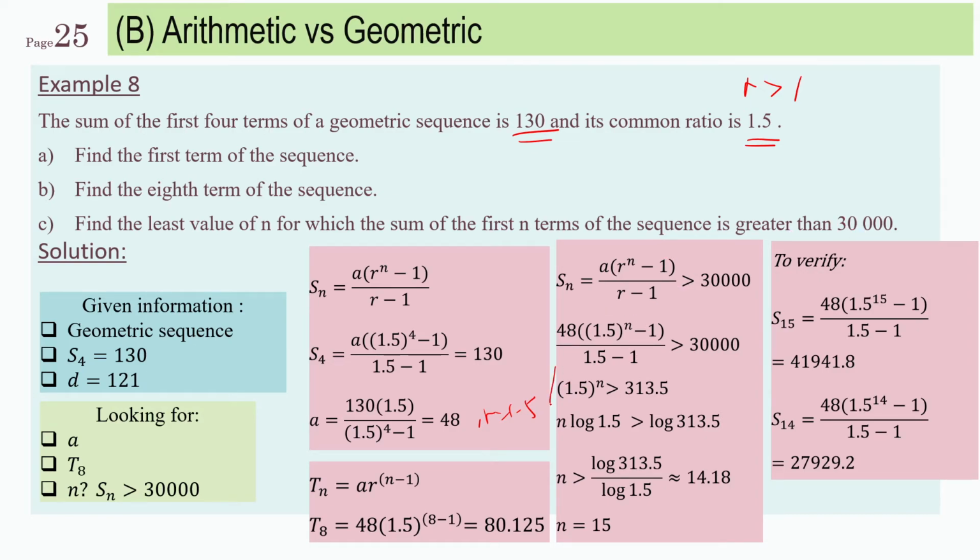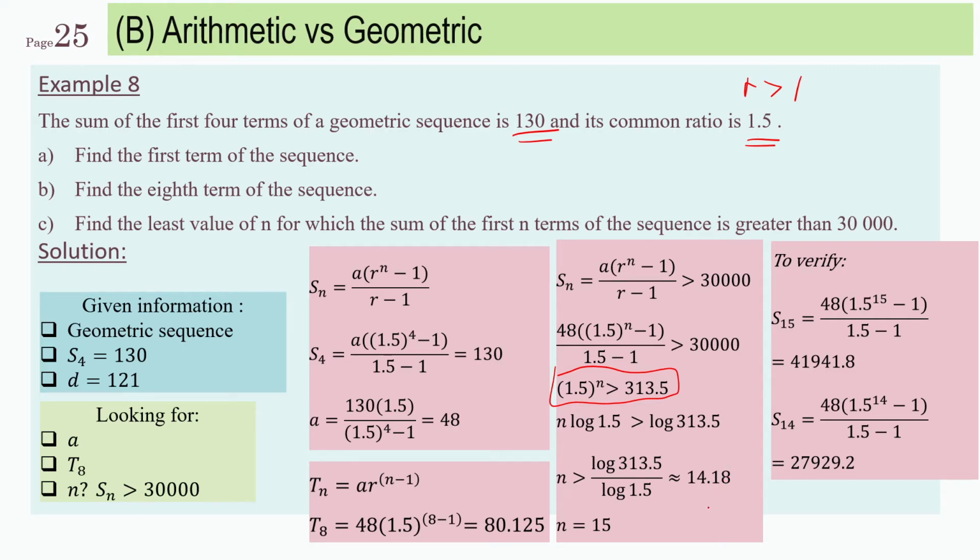If you look at this one, please recall this is what you learned in chapter 2. This is called the inequality for your index. Since the bases are not the same, this one is base 1.5 and this one is 313.5, there is no point changing to the same base. So we take the log on the left and right, and then I calculate, and it is approximately 14.18.